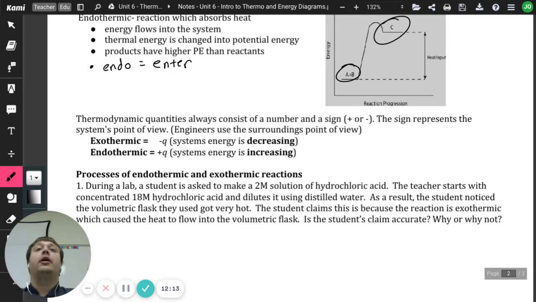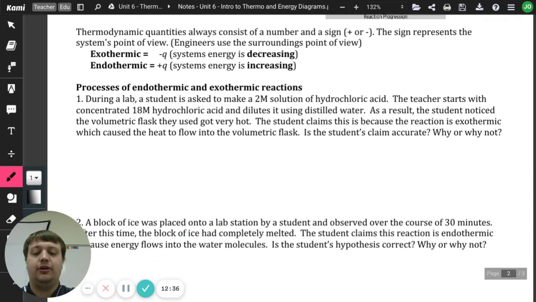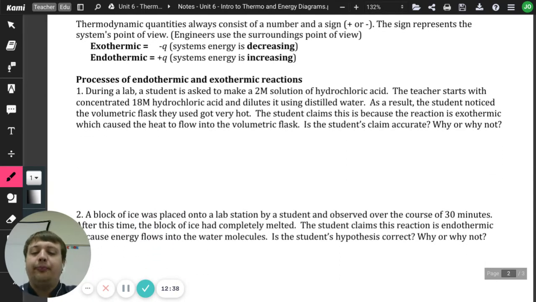Okay, now, endo and exothermic. Exothermic, we are going to have a negative heat. Okay, and that's going to be that system energy is decreasing. It's being released into the surroundings. Endothermic, that energy is entering it, right? And so it's going to have a positive change in heat there. And so our system is going to be increasing in its energy. So those are the processes of endothermic and exothermic reactions.